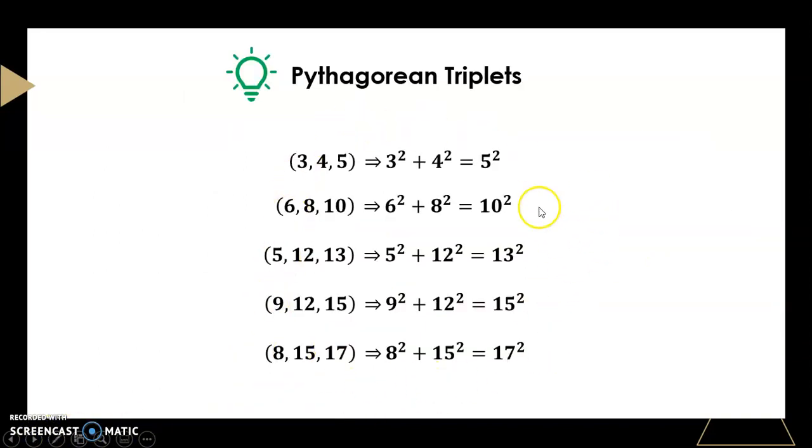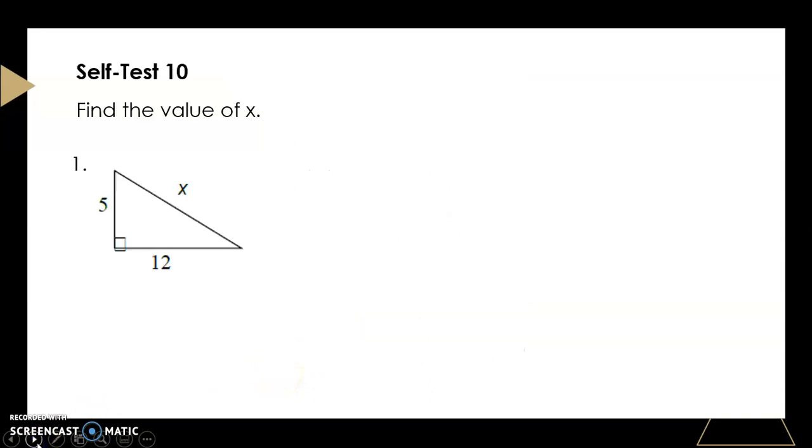Alright, so you can see here some other Pythagorean triplets, which are 3, 4, 5; 6, 8, 10; 5, 12, 13; 9, 12, 15; and 8, 15, 17. Okay, I'm going to go straight away to self-test then, number 1. Okay, you can look here.